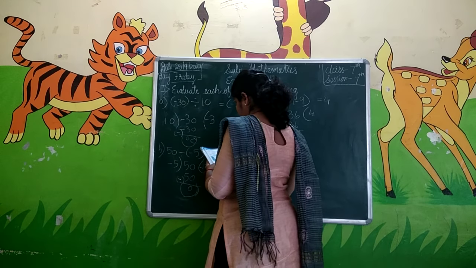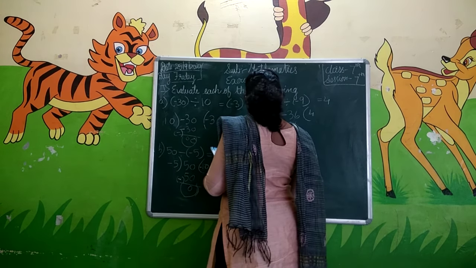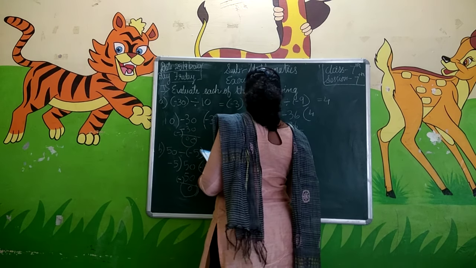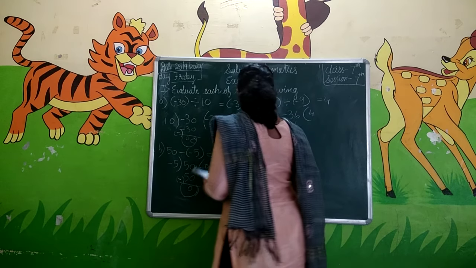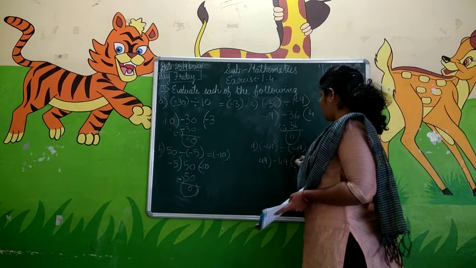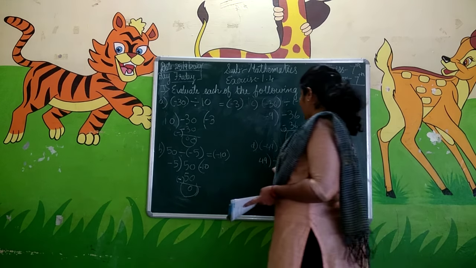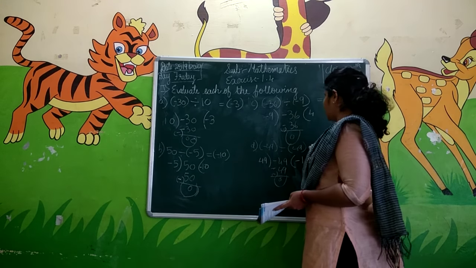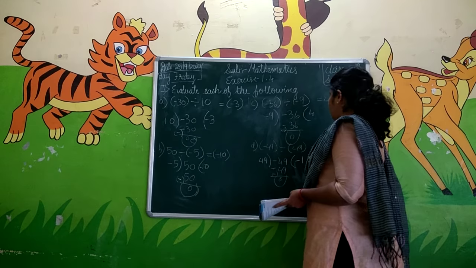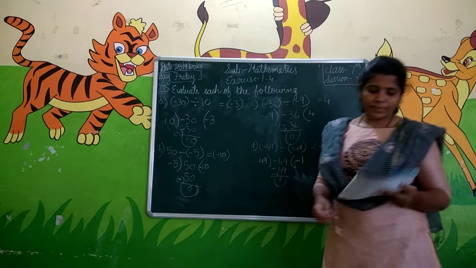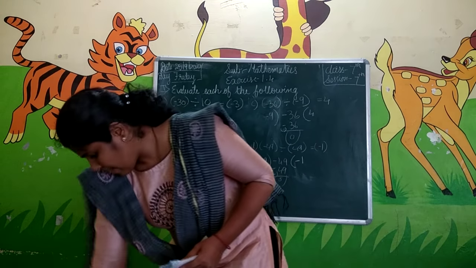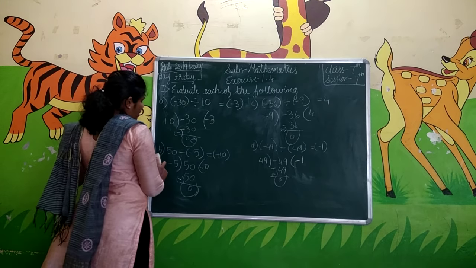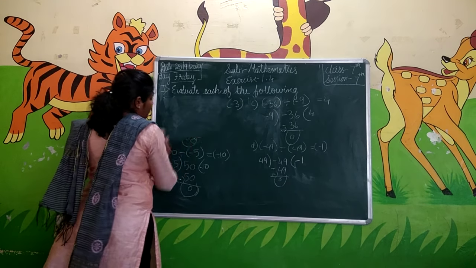And D: minus 49 divided by 49. What will we get as the answer? 49 divided by minus 1, because we have minus here, so 49 into minus 1 gives minus 49. Then subtract this one, we get the remainder as 0 and the answer as minus 1. This is the fourth one. Copy everything, and whatever questions are solved on the board, you have to write in your books.